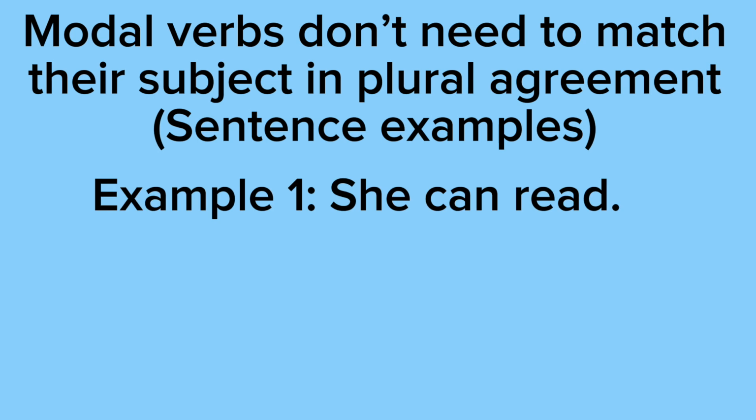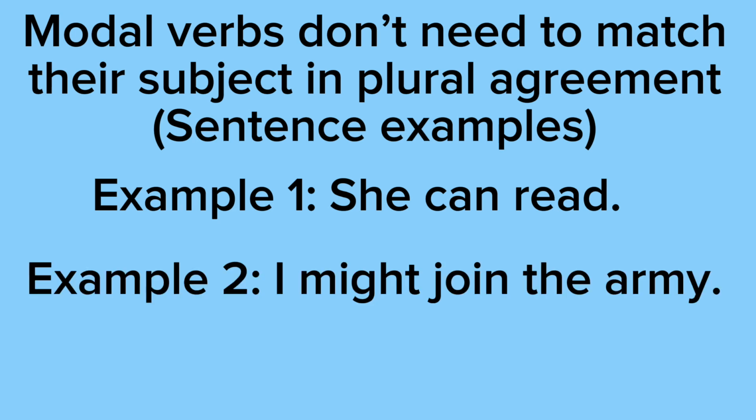Example 1 says she can read. So can is the modal verb, but if we replace she, who is the subject, with they, it would still say they can read. If we replace they, which is the subject, with we, it would still say we can read. So notice how the modal verb stays the same no matter who is the subject.